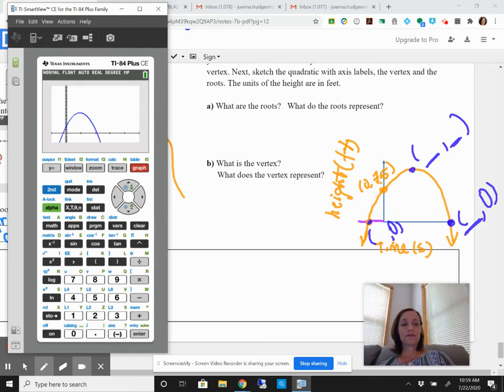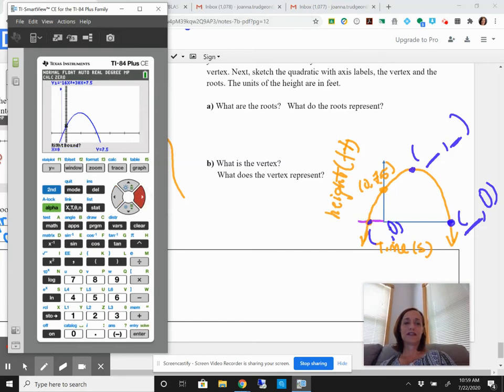So now when I find the roots, I'm going to go second calc. Those are called zeros as well. I'll find the one on the left first. Now remember, the one on the left doesn't really mean anything in the context of the problem, because this is time before he threw the ball, and that doesn't really exist in this problem, but we'll find it anyway. I hit enter.